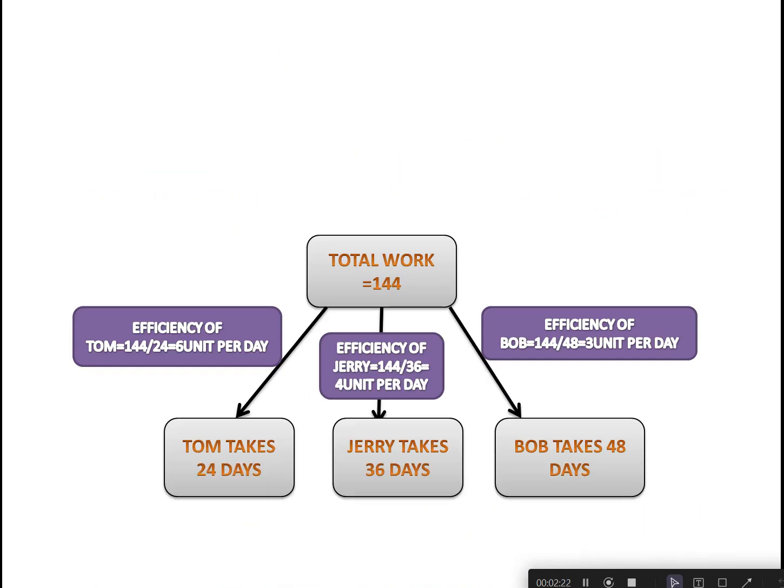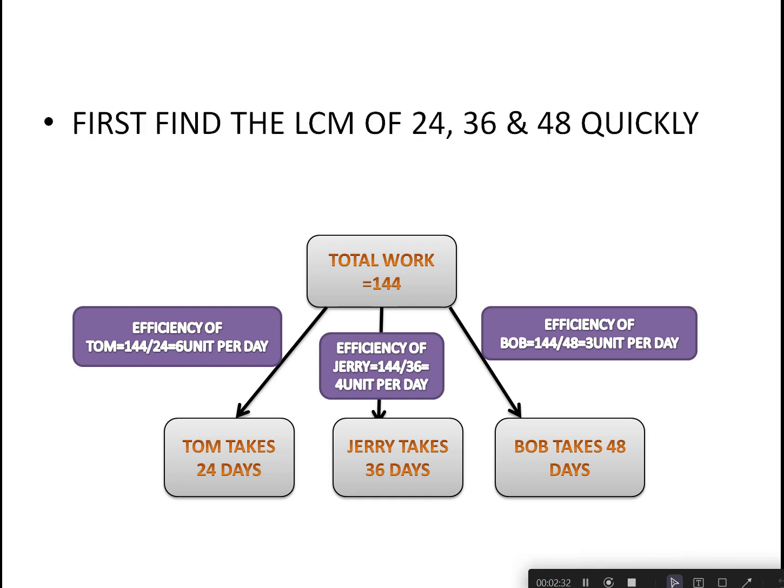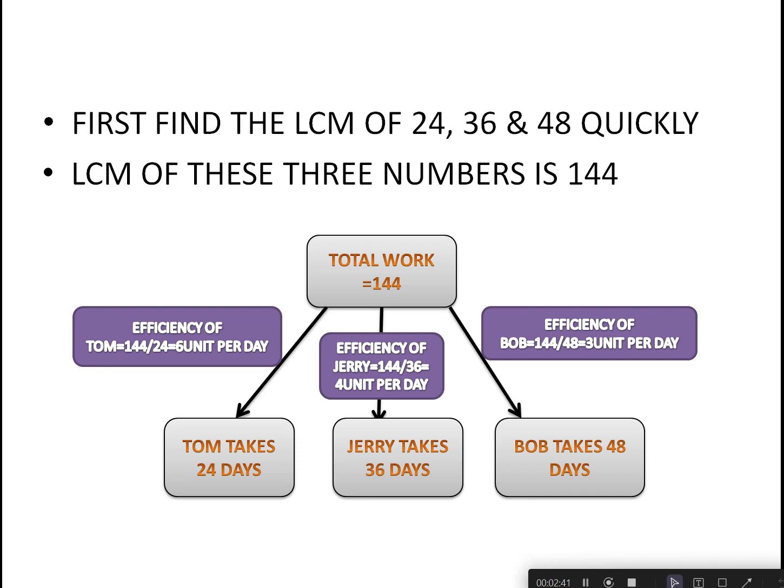So Tom takes 24 days, Jerry takes 36 days, Bob takes 48 days. First find the LCM of 24, 36 and 48 quickly. The LCM will be 144. So we are considering 144 units of work for this question so that we can solve it easily. What will be the efficiency of Tom, Jerry and Bob?